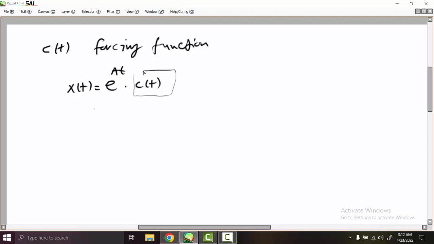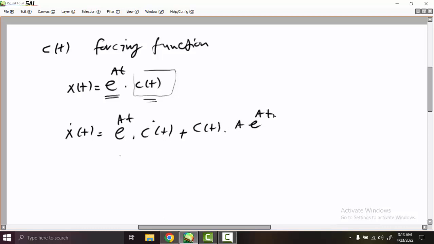If we differentiate now this function x dot of t, because this is function 1 and function 2, we have the first one times the derivative of the second plus the second times the derivative of the first. So we get e to the power of at c dot of t plus c of t times a e to the power of a t.